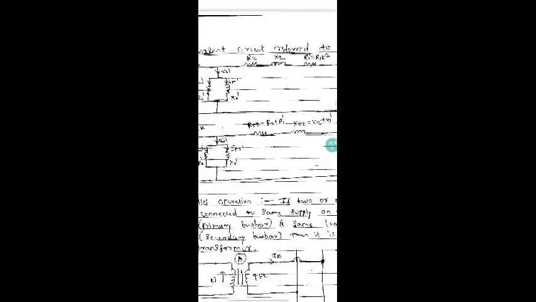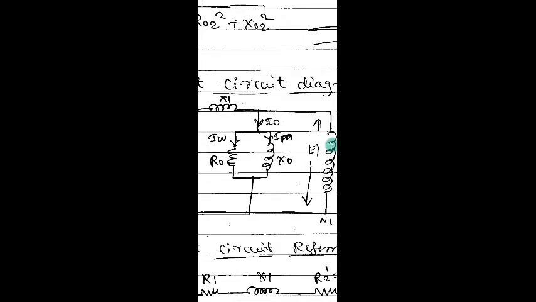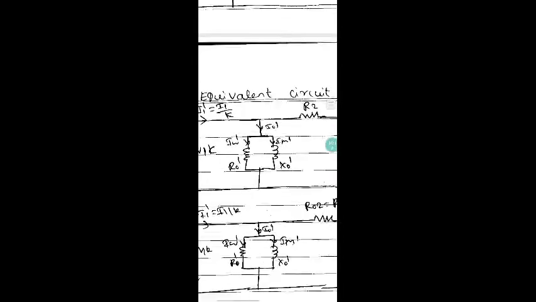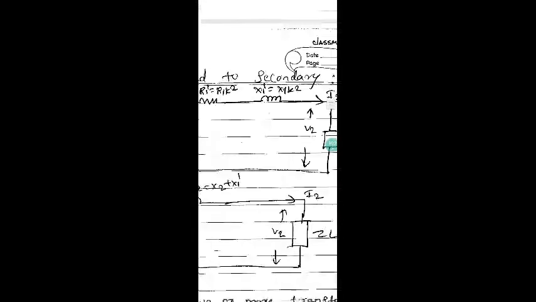Next, equivalent circuit referred to secondary. Now what will you do? Equivalent circuit referred to secondary means, see here, R1, X1, which are on the primary side, you have to send them to the secondary side. Can you see this? R1 and X1 are here, in the primary. You have to send them to this secondary where R2 and X2 are present. Now see here, equivalent circuit referred to secondary. Here I have sent R1 and X1 to the secondary side.